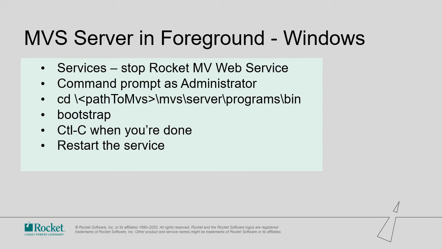If you didn't install using the default path, use whatever means necessary to find the drive and path to the MVS directory and go to Server Programs Bin from there. Once in the bin directory, enter bootstrap and watch the output. Once you're done examining this, do a Control-C to terminate the server and restart the service in the Windows Service Control Manager.